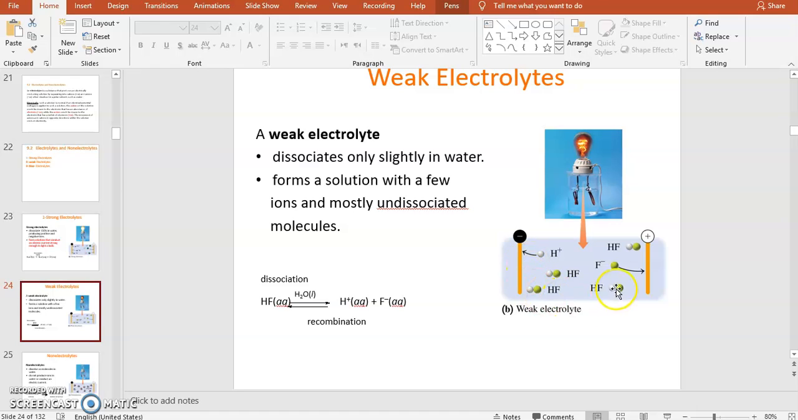So you can see here that the solution actually has three types of particles. It has hydrogen ions, it has fluorine ions, and it has the HF as a complete molecule. So we call this a weak electrolyte.